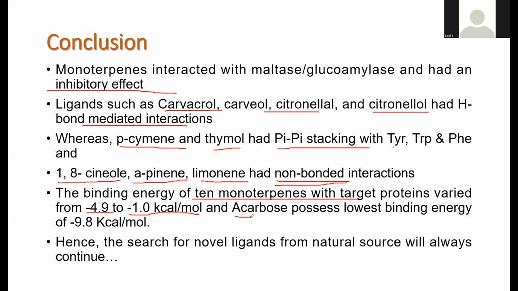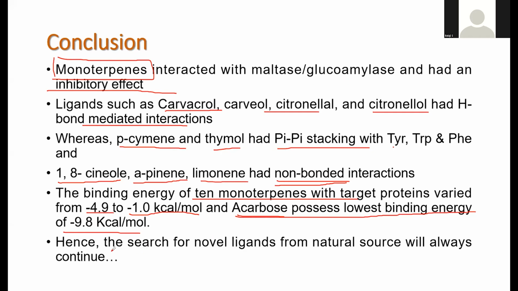And acarbose possesses the lowest binding energy, right? So none of them are equivalent to acarbose, but in order to come out of these side effects, we need to look for more alternatives. So that's our idea. We have restricted only to monoterpenes. Maybe we can add on some triterpenoids and check whether they are of use in inhibiting maltase glucoamylase.